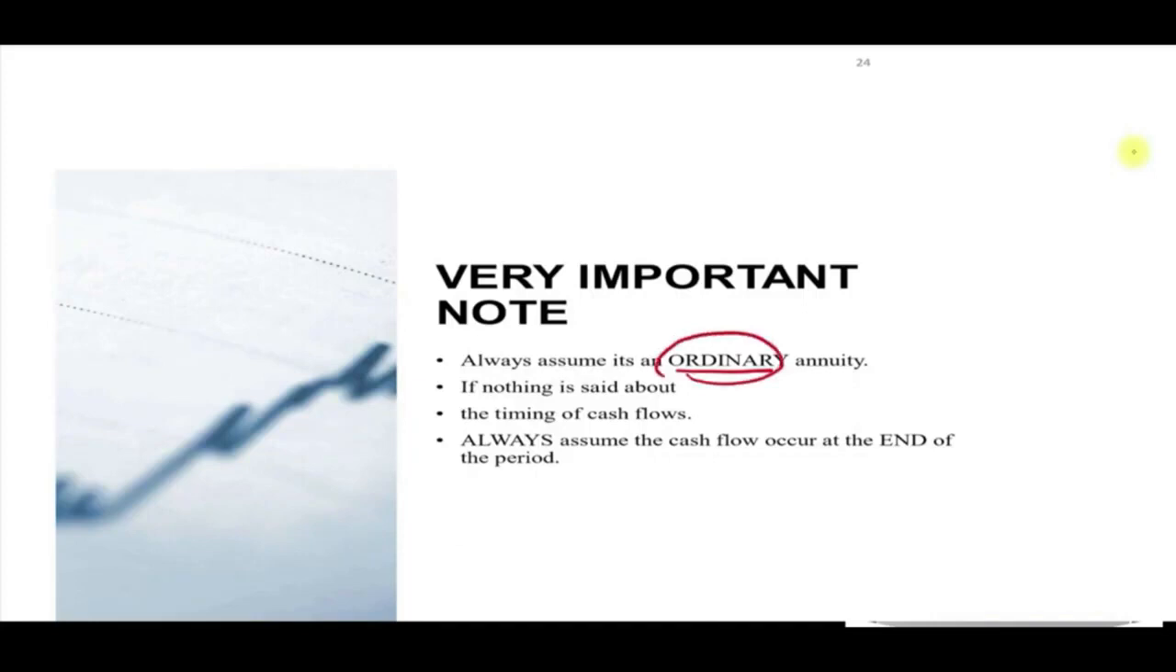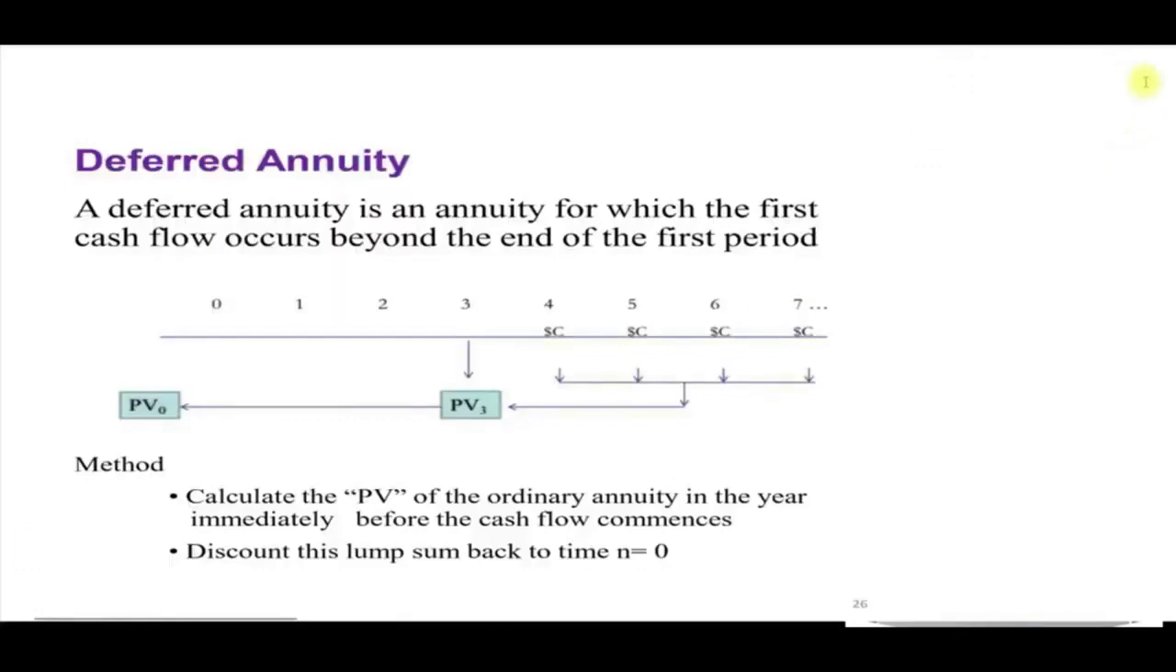I'll always assume the cash flow occurs at the end of the period, meaning ordinary annuity. But if the question states specifically at the start, in the beginning, then you have to take care of that. Now let's discuss deferred annuity. This annuity means the annuity is starting later. If you see these constant cash flows, they are happening after some time. After period 3, they are starting at the end of year 4. So they are starting from here. That's why that is called a deferred annuity.